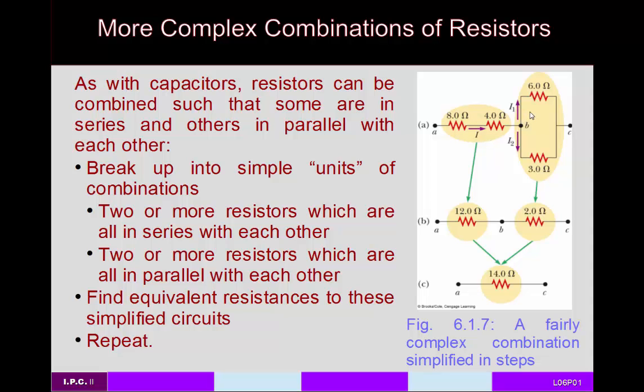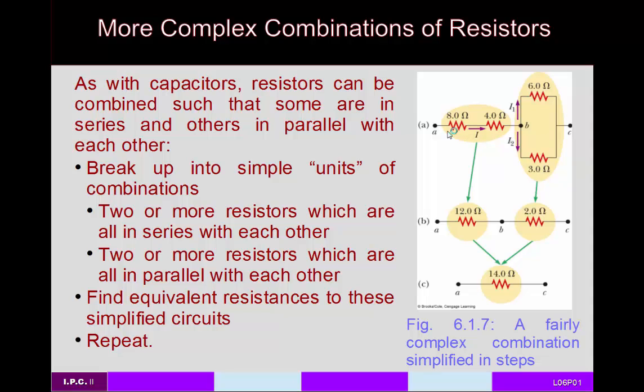So for example, let's say that these are resistors R1, R2, R3, and R4. We can say that R1 is in series with R2, and we can say that R2 is in parallel with R3. We can say that R2 is in series with R3 and in series with R4. R3 and R4 are in parallel with each other. They are also both in series with this one.